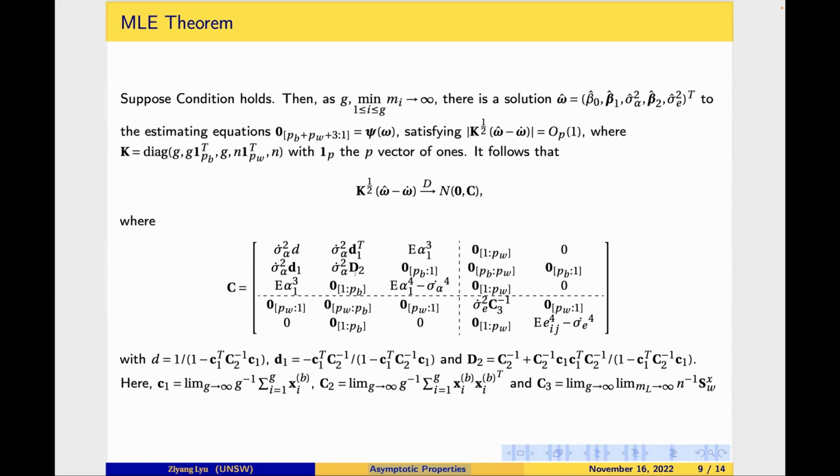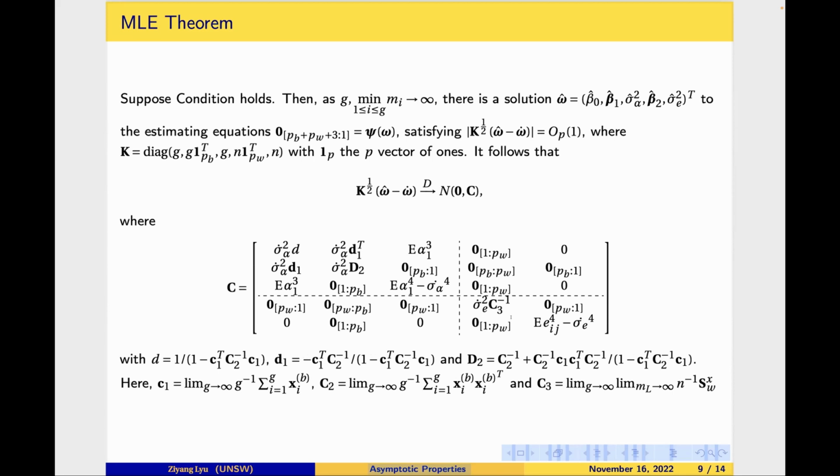This one is a block diagonal matrix, and we split it into parts, with off-diagonal parts 0. The first block is just for the between parameters, and this one is controlled by the rate G, G 1_{p_B} transpose and G. So this one is for the between cluster parameters rate, and the second part is 1 multiplied by the vector 1_{p_W} transpose and N. So this one is for the within cluster parameters.